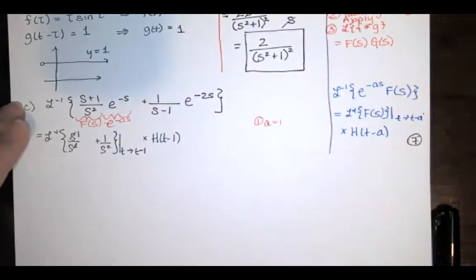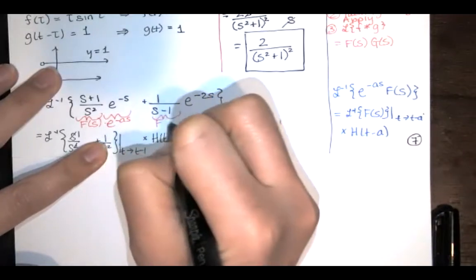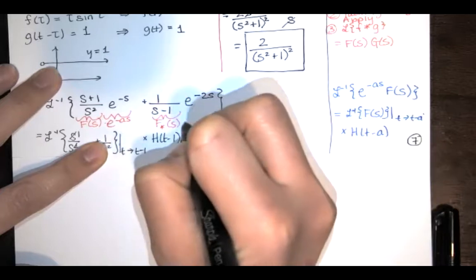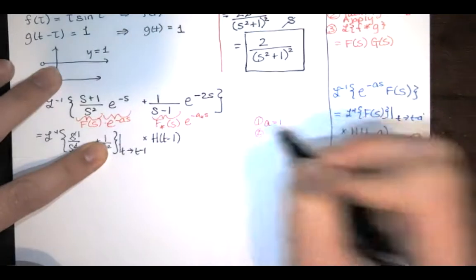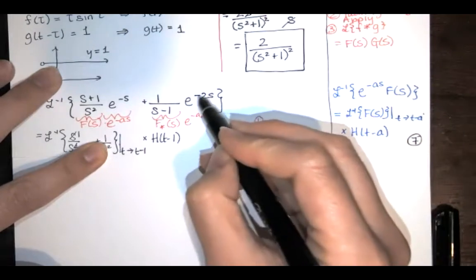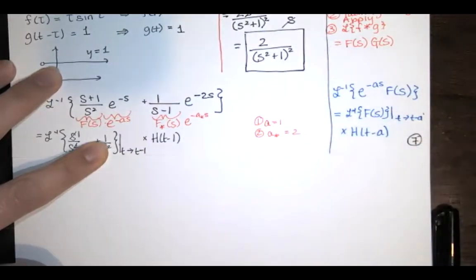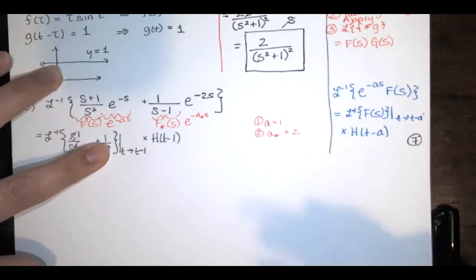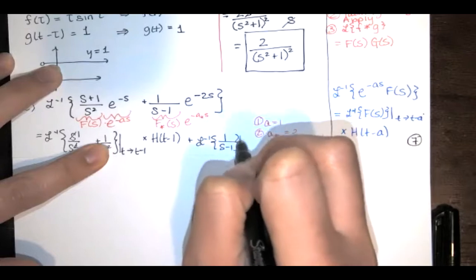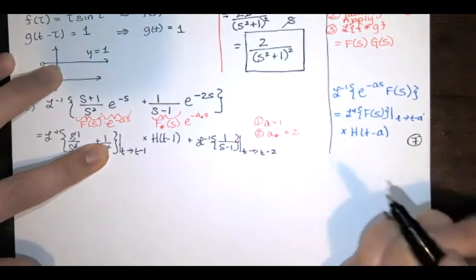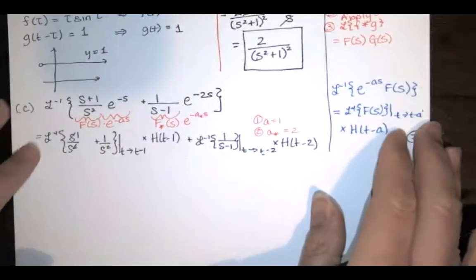We're going to do the same thing for this piece. This is a different F. I'll just put a little asterisk on it to indicate that it's different. The a is also different. For the second one, e to the negative as is e to the negative 2s. So a with a little asterisk is equal to 2. So for this piece, we'll have the inverse transform of 1 over s minus 1. And we'll replace the t with t minus a, which is 2, and we'll multiply that by the Heaviside function at t minus 2. So that's the plan.